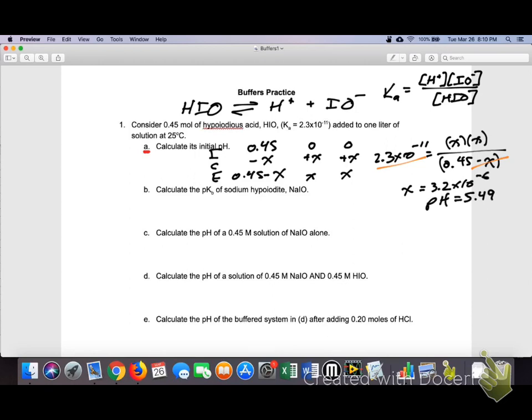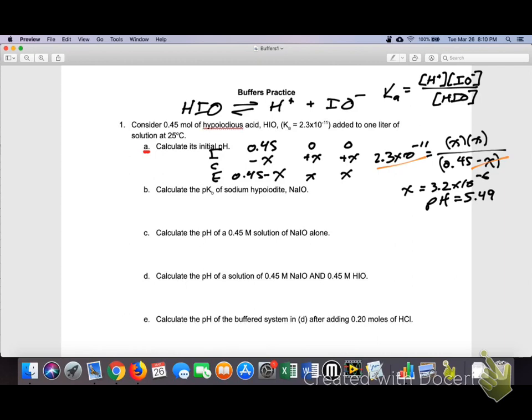And then just as a matter of multiplying by 0.45 and taking the square root to get x, which is 3.2 times 10 to the negative 6. And that, as you can see from my ice chart, is the final concentration of H+, and so I can use that to calculate the pH. Just take negative log of 3.2 times 10 to the negative 6, and I get the pH of 5.49. And so that is the pH of this weak acid when it's just a 0.45 molar solution and no buffer.